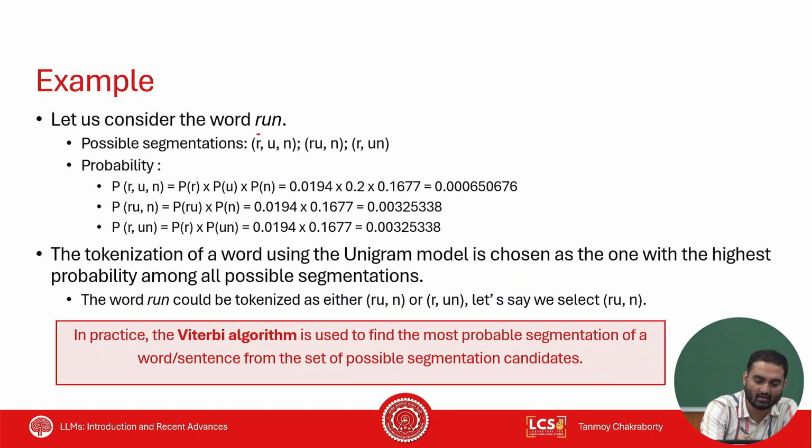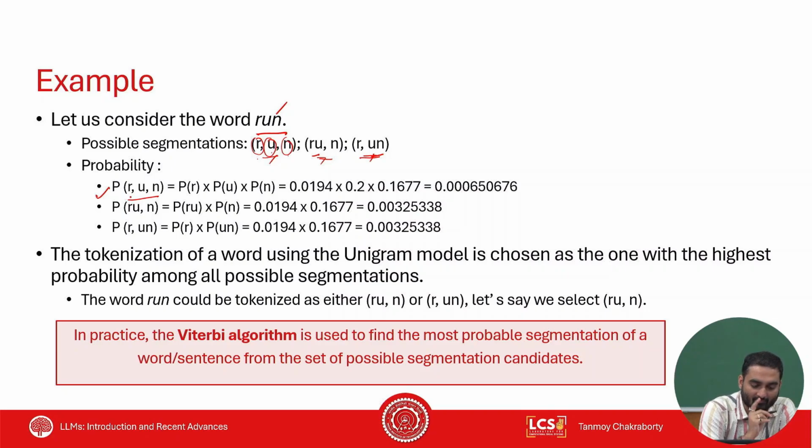For example, the word run can be split into R, U, N, or RU, N, or R, UN. Remember, R, U, N, RU, UN, these are all vocabulary entries already present in the initial vocabulary. So the word RUN can be split in three different ways. Now let's look at the probability of each of these individual splits. The probability of this split is, as I mentioned, unigram probability, meaning all the unigrams are independent of each other.